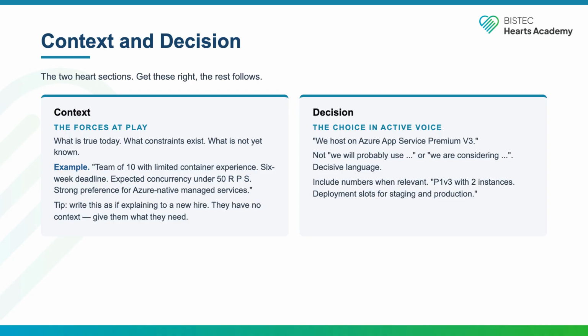Write the context as if explaining to a new hire. They have no context. Give them what they need. Decision. The choice in active voice. Example. We host on Azure App Service Premium v3 with 2 instances and deployment slots for staging and production. Notice the language. We host. Not we will probably use or we are considering. Decisive. Include numbers when relevant.